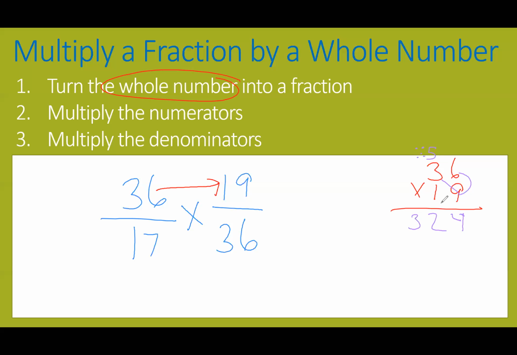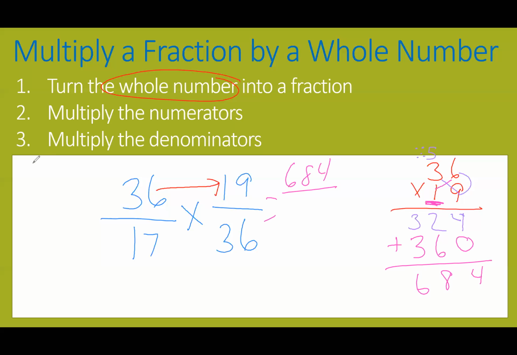Now I'm moving on to my tens place, and because I'm in the tens, I have a 0 in my ones place. 1 times 6 is 6, 1 times 3 is 3. When I add them together, I have 684. And then I need to do 17 times 36.